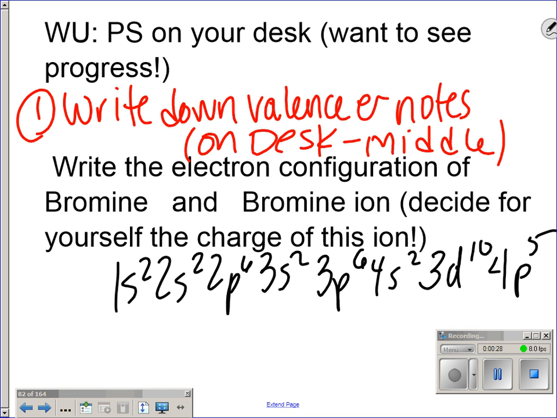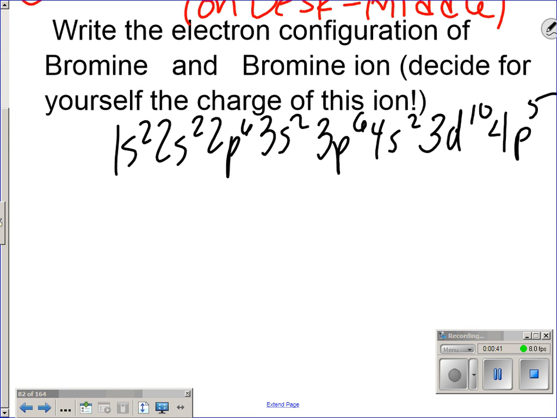How many electrons should it have? 35. There should be 35 because it's atomic number 35, meaning it has 35 electrons. Okay, so somebody raise their hand and tell me, how is bromine's ion going to change based on bromine's initial electron configuration? Nick. The last one would be 4p6.